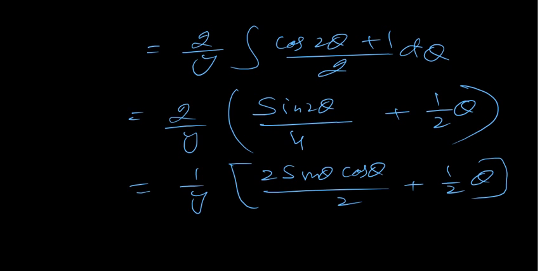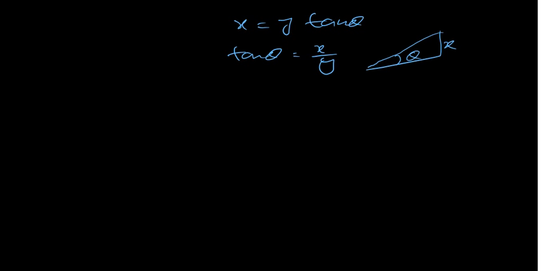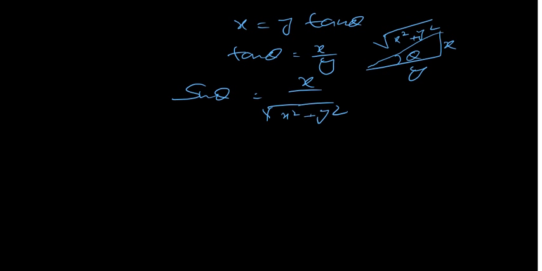Now what is sine theta and cos theta? As we know, x is equal to y tan theta, so that means tan theta is x by y. The situation is like this. Treat this as angle theta, this is x and this is y, perpendicular and base, then the hypotenuse will be the square root of x squared plus y squared by Pythagoras theorem. So then you can easily calculate sine theta, that's perpendicular divided by hypotenuse, it's x divided by the square root of x squared plus y squared. And cos theta is equal to y divided by the square root of x squared plus y squared.